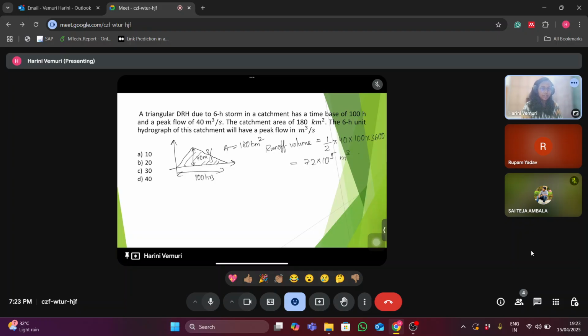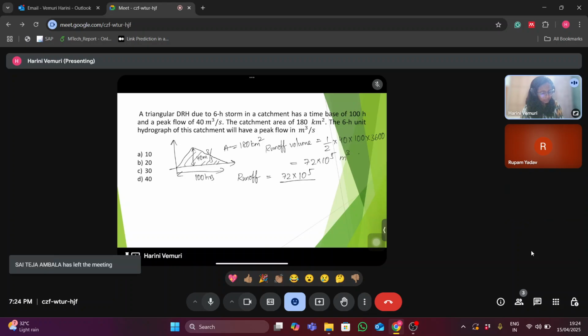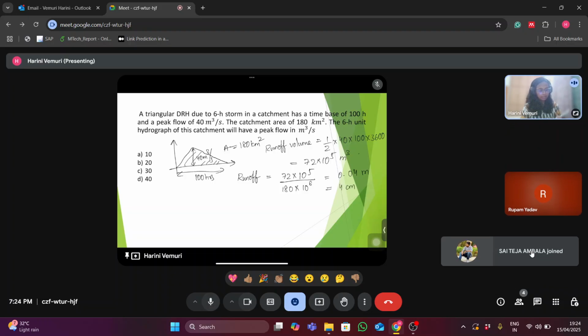So now that we have runoff volume, we have to find out runoff depth. That we can get by runoff volume divided by area of the catchment. So 72 into 10 power 5 by the area of the catchment, which is in kilometer square, so I'm multiplying it with 10 power 6 to convert into meter square. Okay. Then we'll get 0.04 meters. So multiplying by 100, we get it in centimeters, that is 4 centimeters.